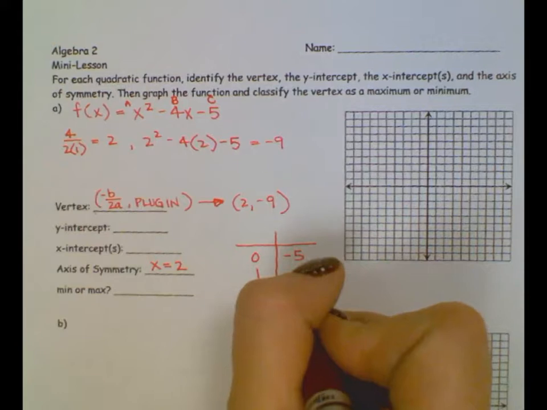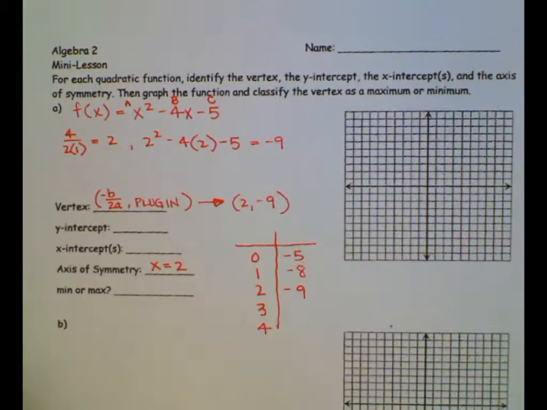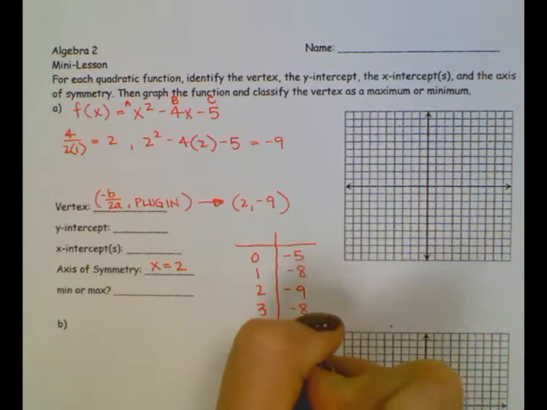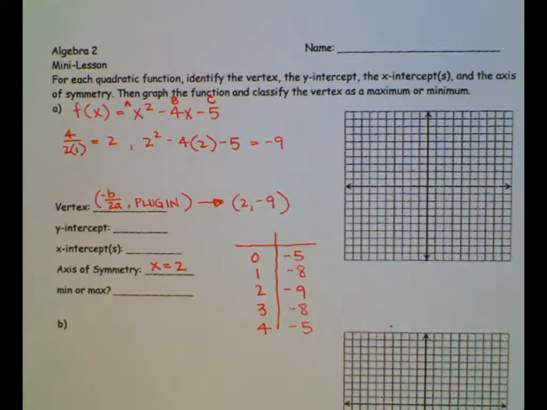Then I'm going to put the 1 in, and I get negative 8. Then I'm going to put the 3 in, and I get negative 8. What do you think I'm going to get for the 4? You're right, negative 5. All right, let's get it over here on our graph.